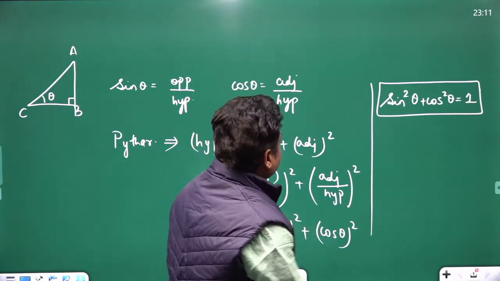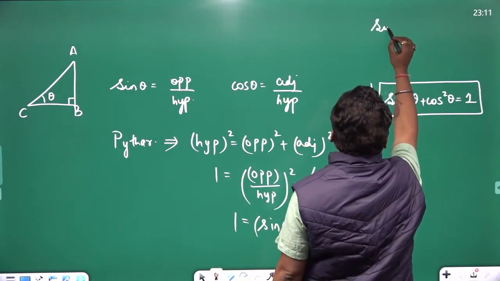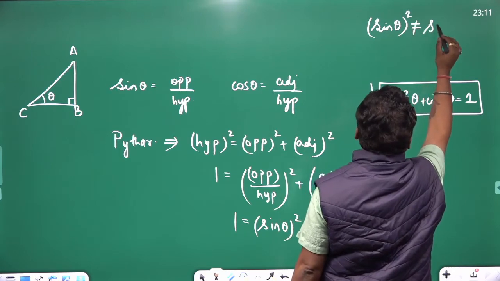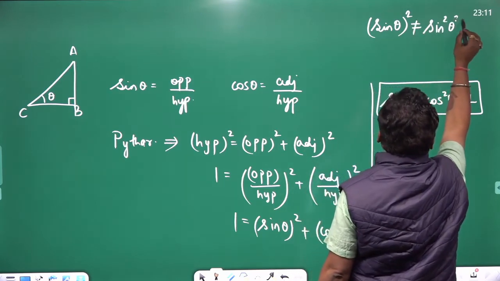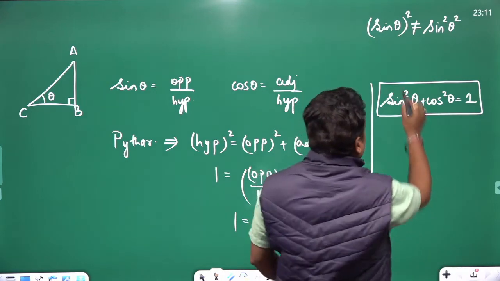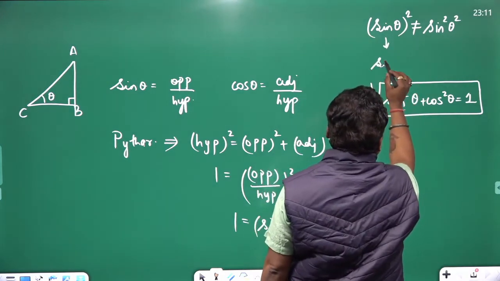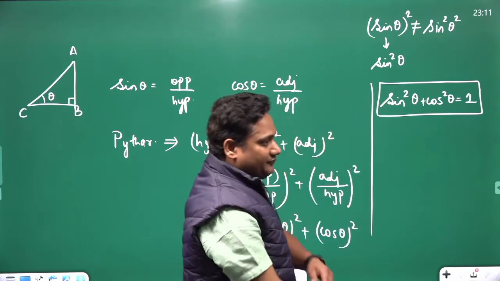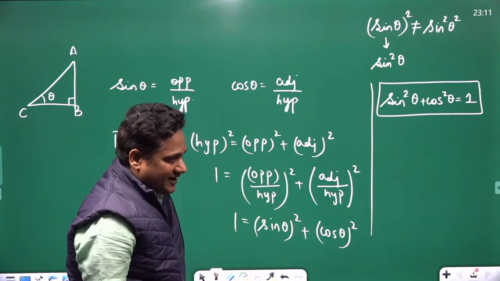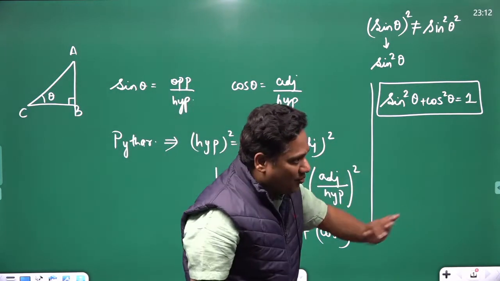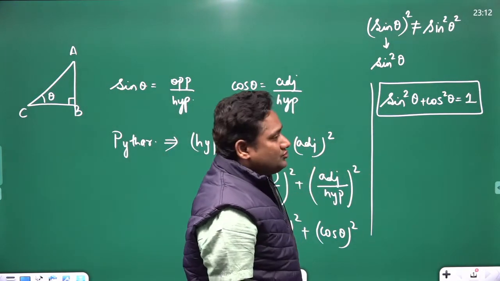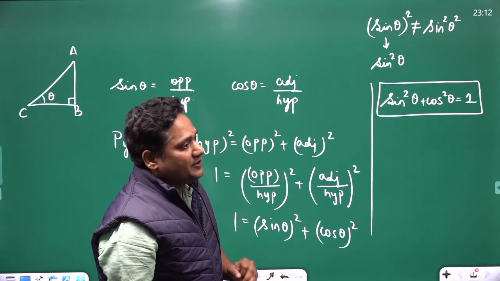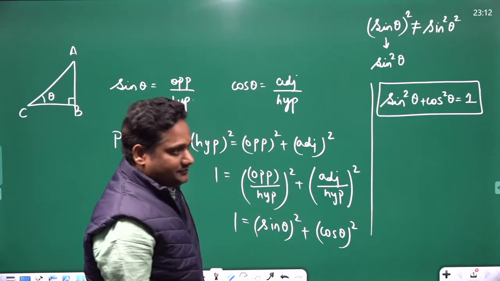I need to remember this formula by heart. Now the important point is that when I do sin theta whole square, it is not equal to sin square theta square. This is wrong. In fact, this one is equal to sin square theta. Generally students do such kind of mistake. We should avoid this kind of mistake. So sin theta whole square will be equal to sin square theta. Angle will not going to be squared up, right?